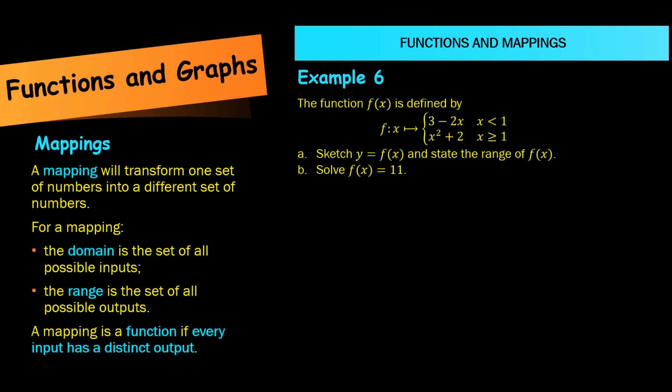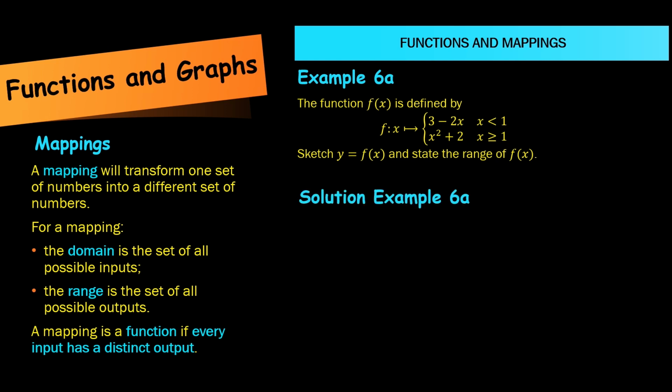And now for example 6. Pause the video and have a go. Press play when you're ready to view the solutions. Let's take a look at part A first. The function f of x is defined by f such that x is mapped to 3 minus 2x if x is less than 1 and x squared plus 2 if x is greater than or equal to 1. We are required to sketch y equals f of x and also state the range of f of x.